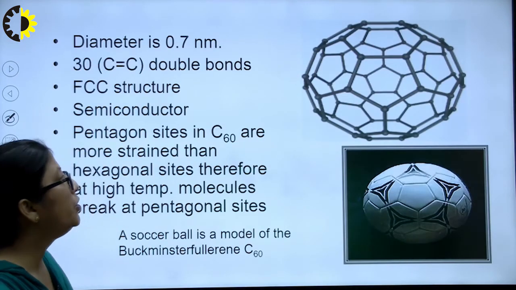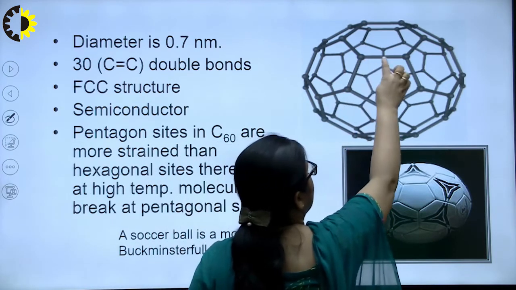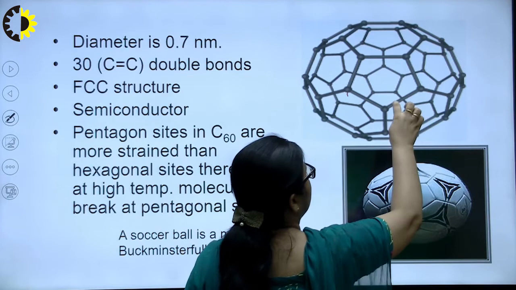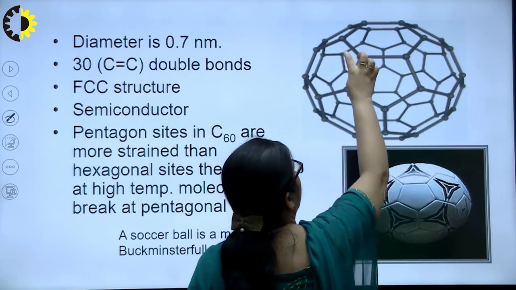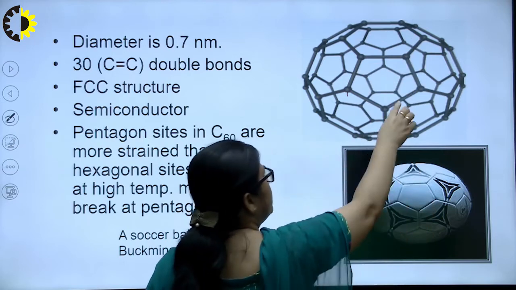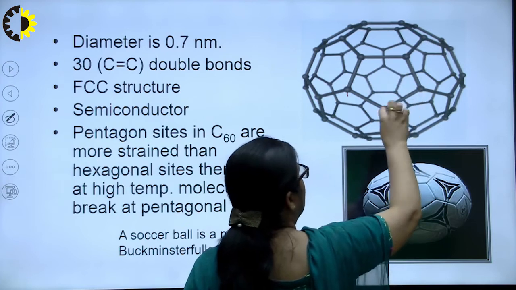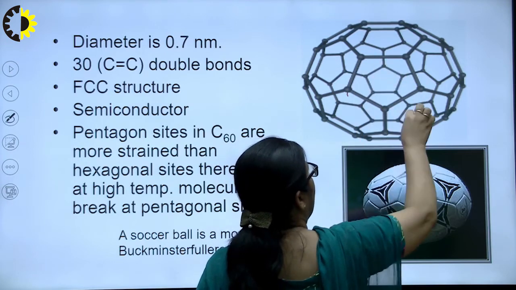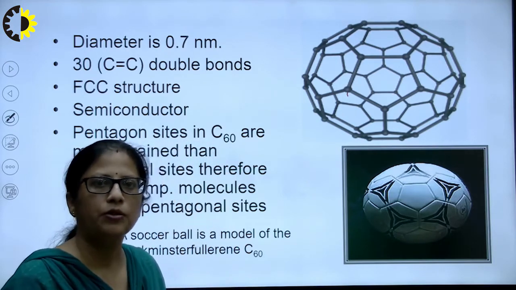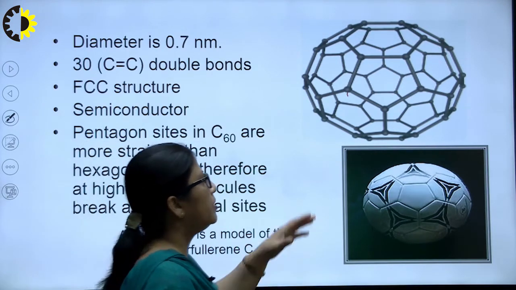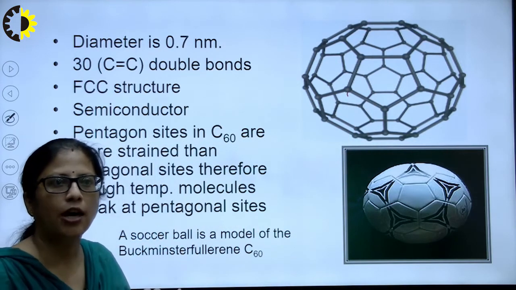Now here you can see the structure of fullerene. In the center there is a pentagon, and the pentagon on all sides is covered with hexagons. So there are 20 hexagons and 12 pentagons. At each pentagon there are hexagons, and then only pentagons come. So the pentagons won't share any of the sides with each other.